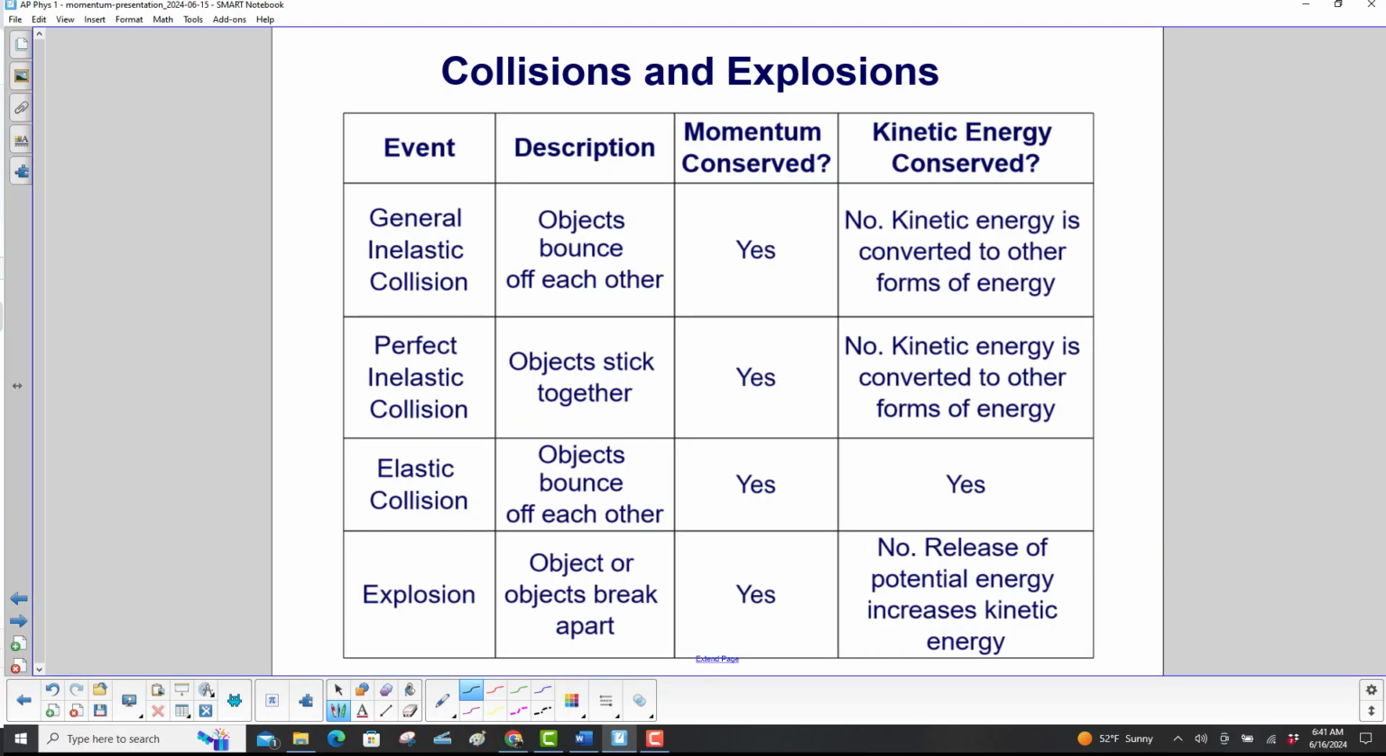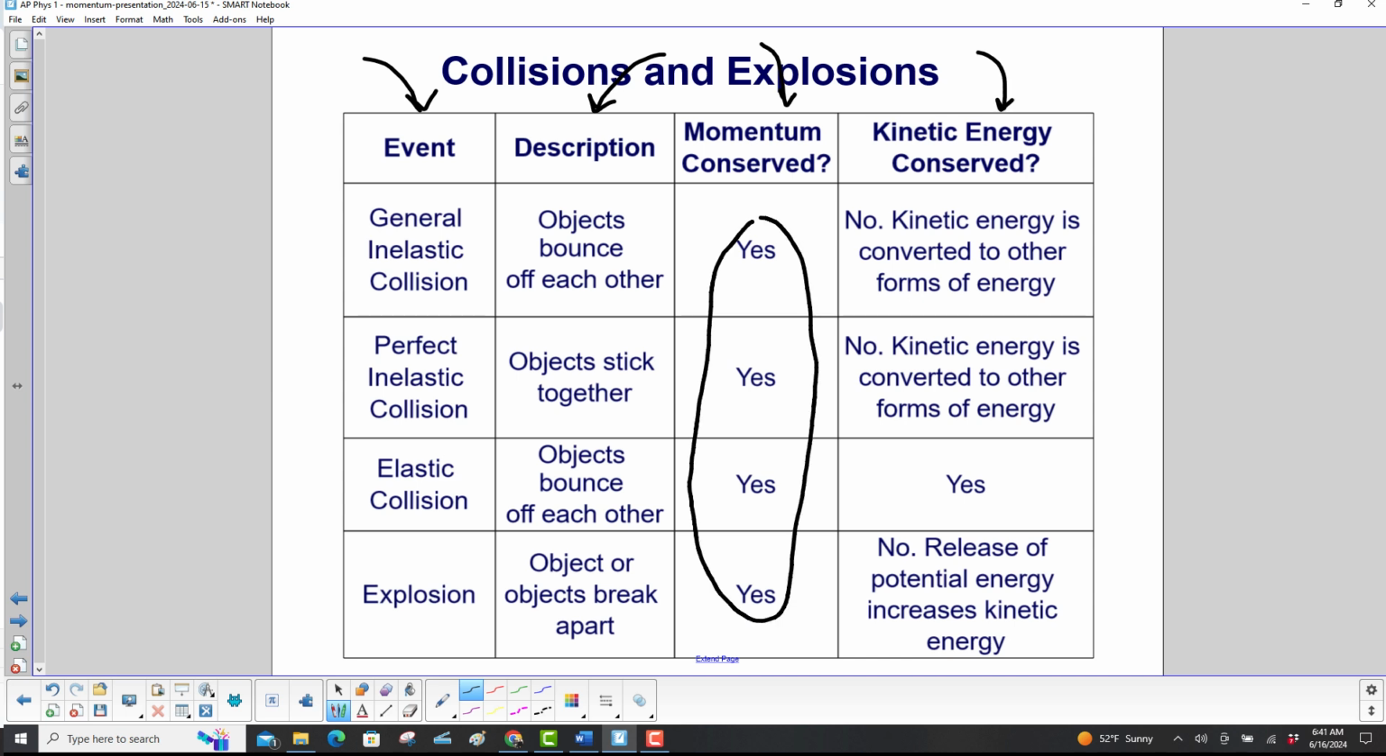This table summarizes our collisions and explosion. We have the event in this column, the description of it, is momentum conserved, and is kinetic energy conserved. In all of them, momentum is conserved, assuming that they're a closed system. So in general inelastic collisions, objects bounce off each other. Kinetic energy is converted to other forms of energy. Same with the perfect inelastic collision, except in this case the objects stick together.